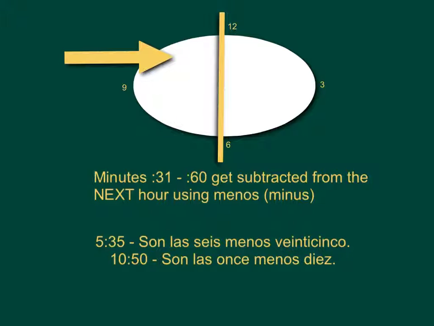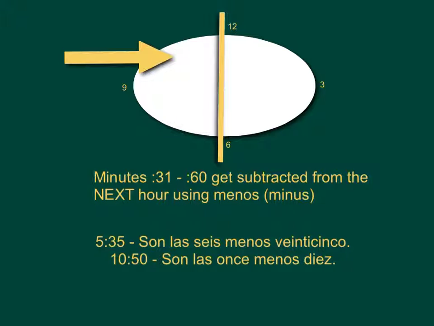So if it's 5:35, I'm going to go up to the next hour. That's 6. And then I have to figure out how many minutes to subtract from 6 to get back down to 35. You math experts out there have already figured out that it's 25 minutes. So I'm going to start with son las seis. Remember, I have to move up to 6. Now I'm going to say menos because I'm doing a subtraction problem. Menos. And then I'm going to give the number of minutes I'm subtracting. 25. So 5:35 is son las seis menos veinticinco.